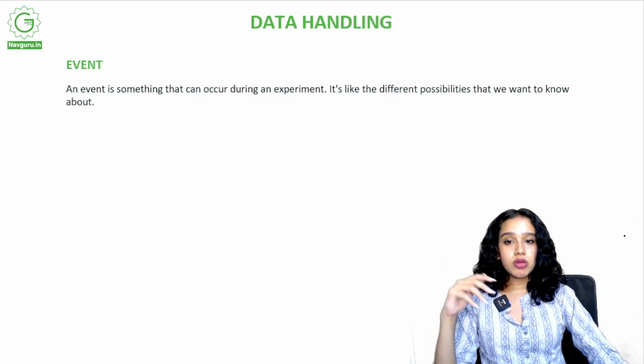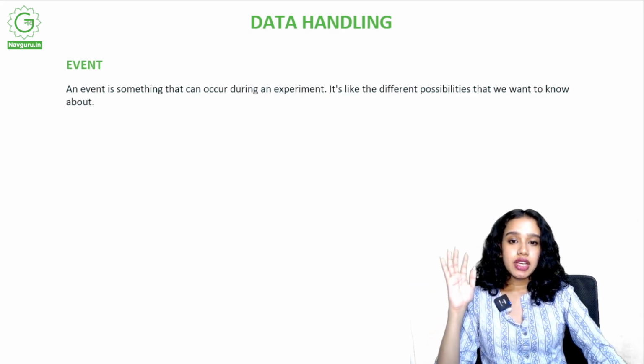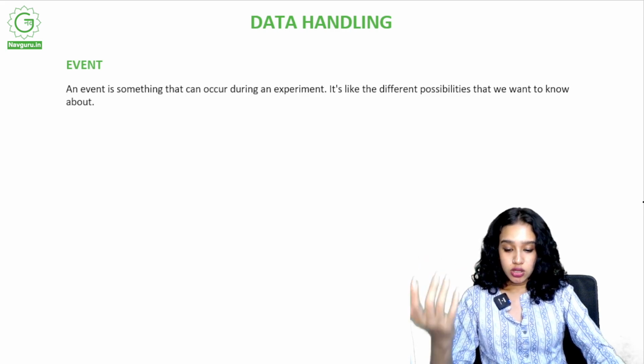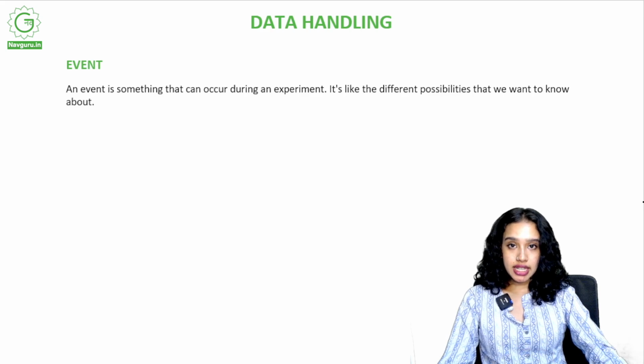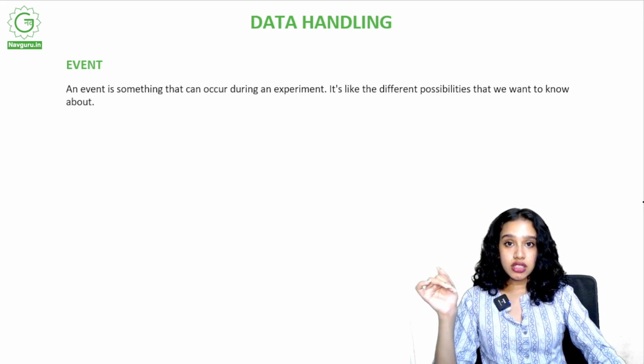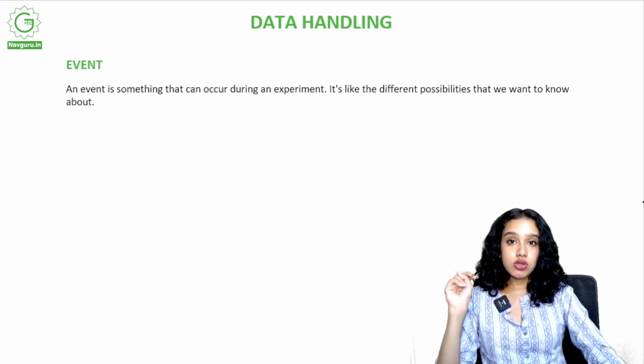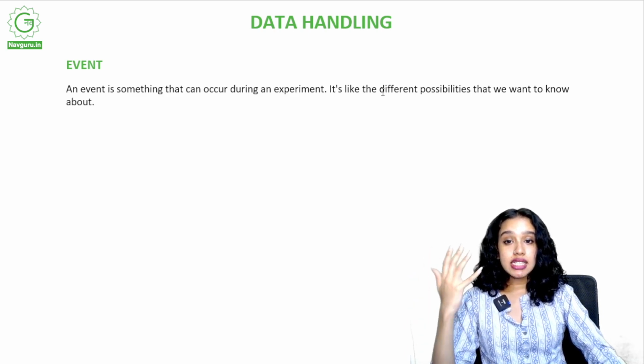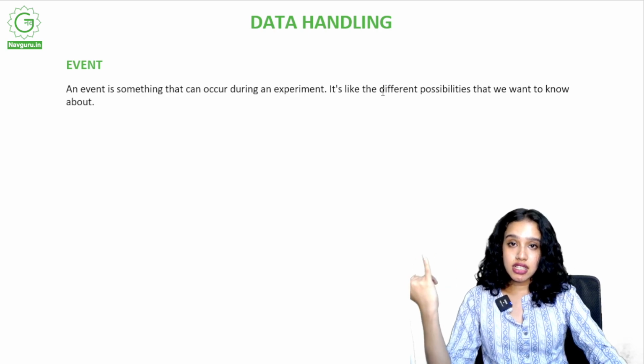Now, let's talk about an event. So what is an event? An event is something that can occur during an experiment. It's like the different outcomes that we want to know about. So if I'm rolling a dice, what are the events? Either we could get 1, or 2, 3, 4, 5, 6, right? So there are 6 events in rolling a dice.